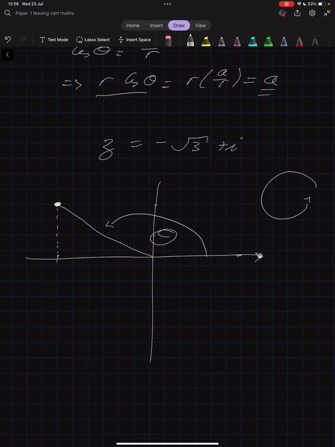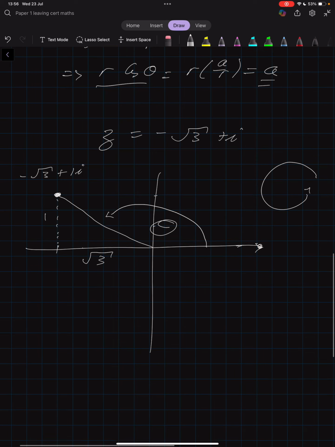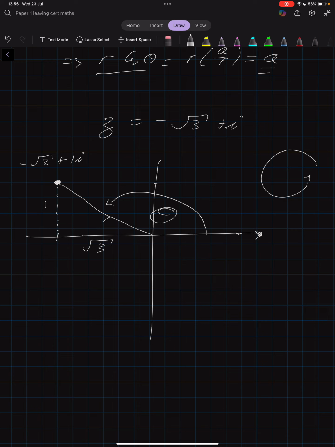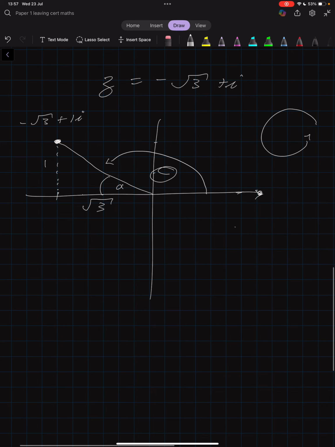Okay, so this is 1, and this is root 3. Remember, it's minus root 3 plus 1i. So the 1 goes up, and then the root 3 goes left, and that's why it's this way. Now, I want to know what angle this is. Another thing is we're also going to use radians. Basically, 180 degrees is equal to pi radians. That's the only conversion you need to know.